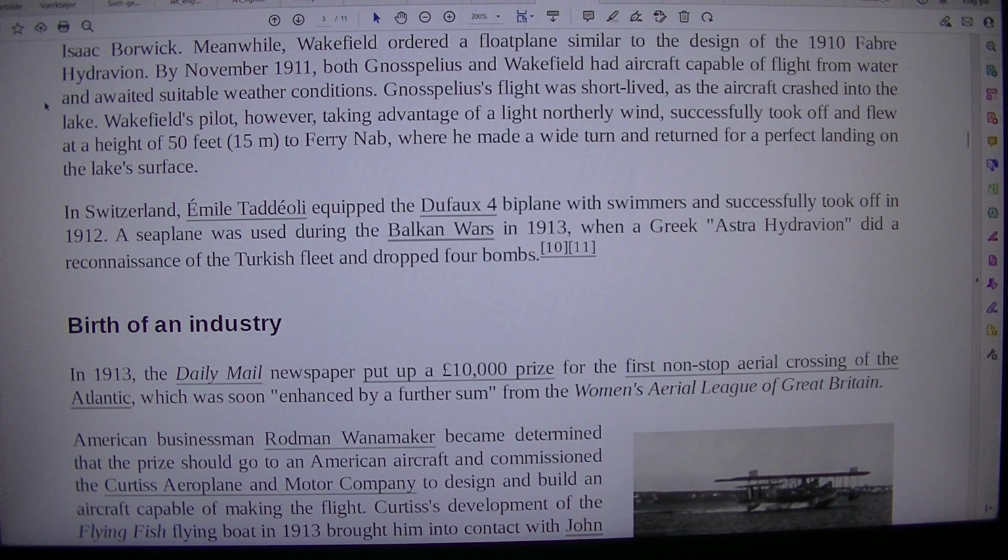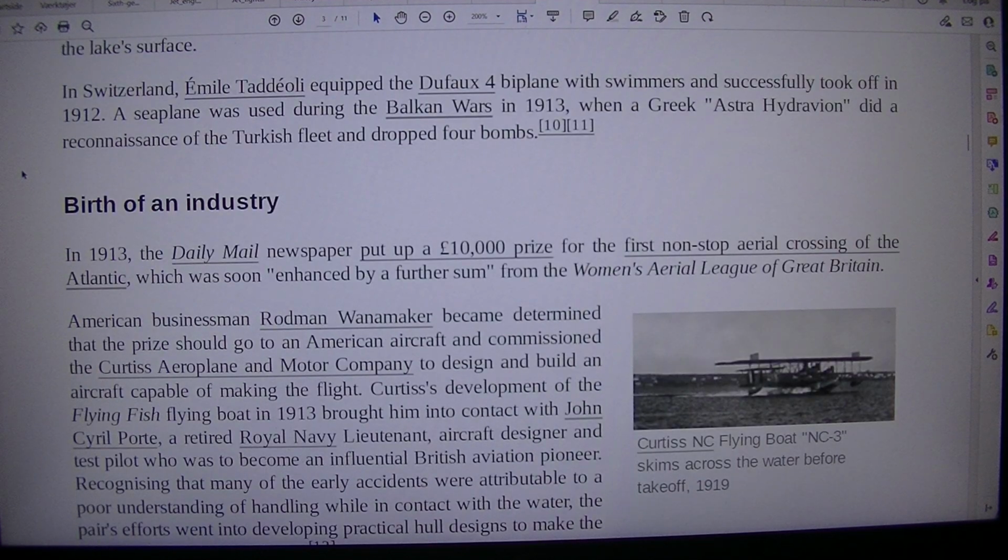Wakefield's pilot, however, taking advantage of a light northerly wind, successfully took off and flew at a height of 50 feet, 15 m, to Ferry Nab, where he made a wide turn and returned for a perfect landing on the lake's surface. In Switzerland, Emile Taddeoli equipped the Dufaux 4 biplane with floats and successfully took off in 1912. A seaplane was used during the Balkan Wars in 1913, when a Greek Astra Hydravion did reconnaissance of the Turkish fleet and dropped 4 bombs.